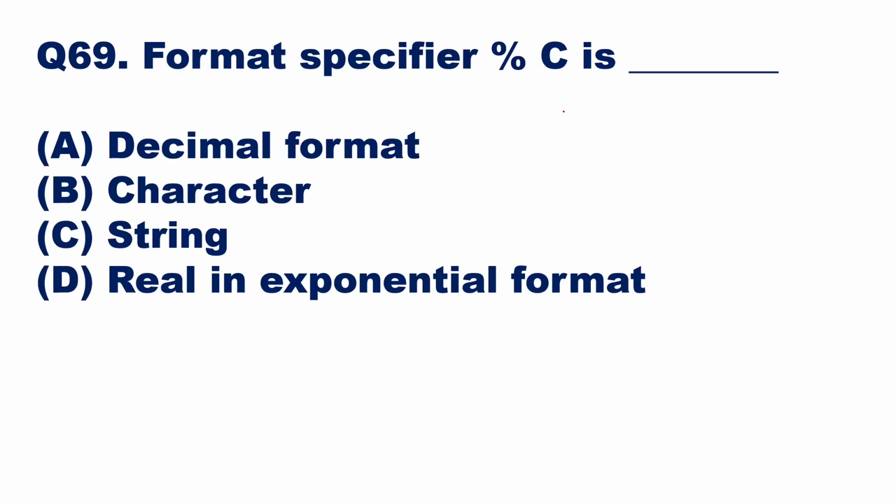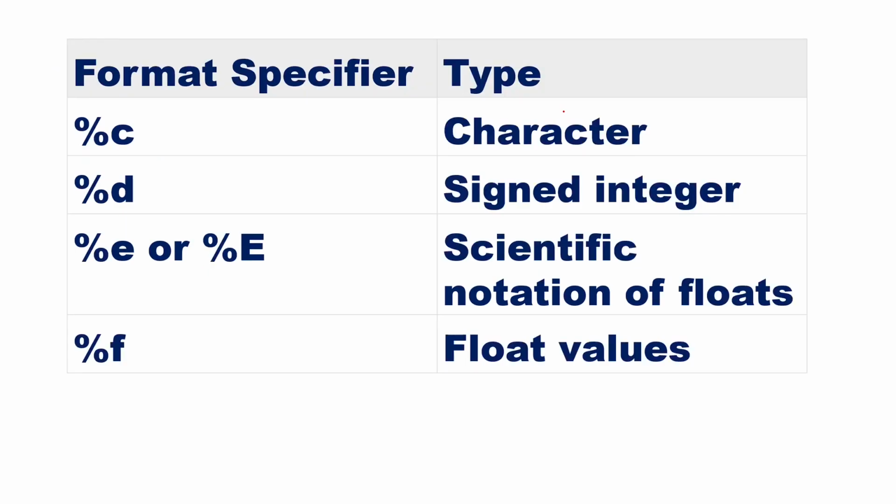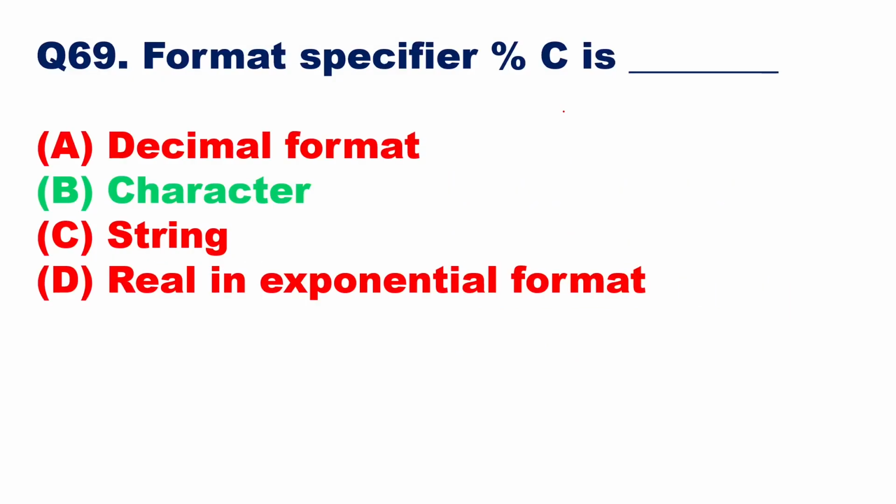Format specifier %c is decimal format, a character, string, or real in exponential format. So here format specifier %c is for character. You can see the format specifier and type: %c is for character, %d is for signed integer, %e is for scientific notation of floats, and %f is for float values. So here option B will be the right answer, that is character.